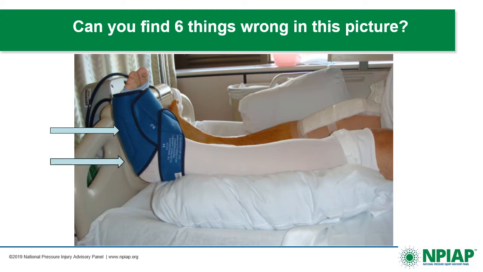Now, if you believe that the compression device that's on his foot is designed to reduce deep venous thrombosis, which leg is at higher risk of developing the blood clots? The one that didn't have surgery or the one that had surgery? Right, the one that had surgery. So the foot compression product is on the wrong foot. It should be on the opposite foot.